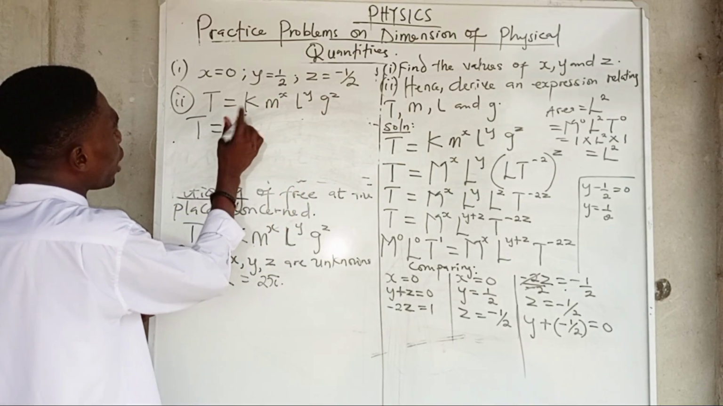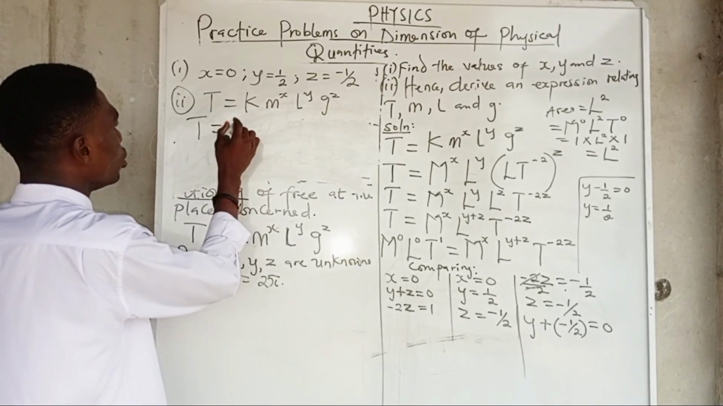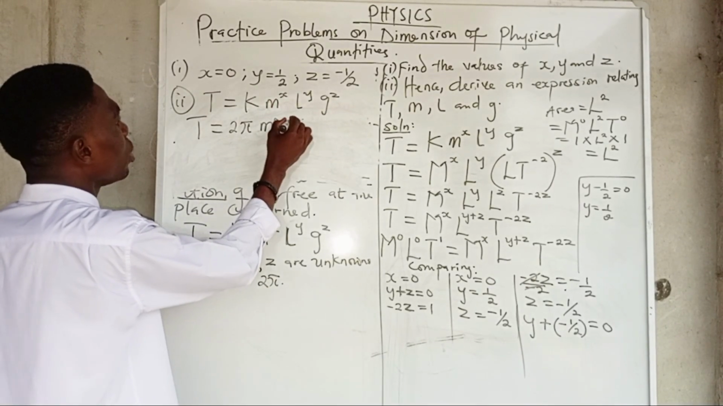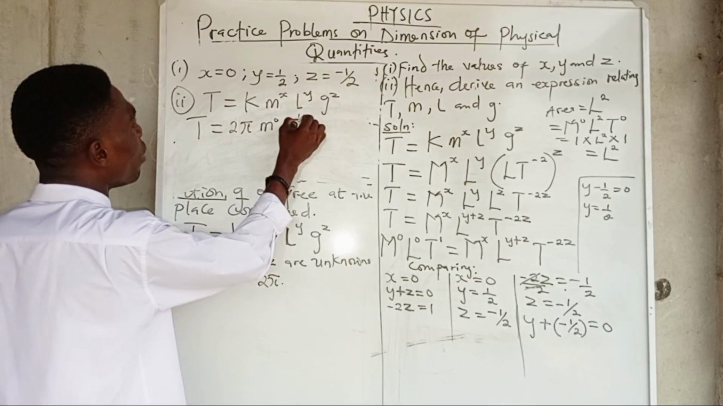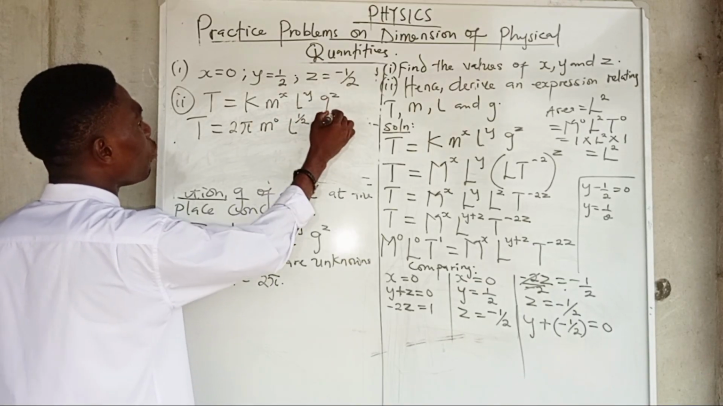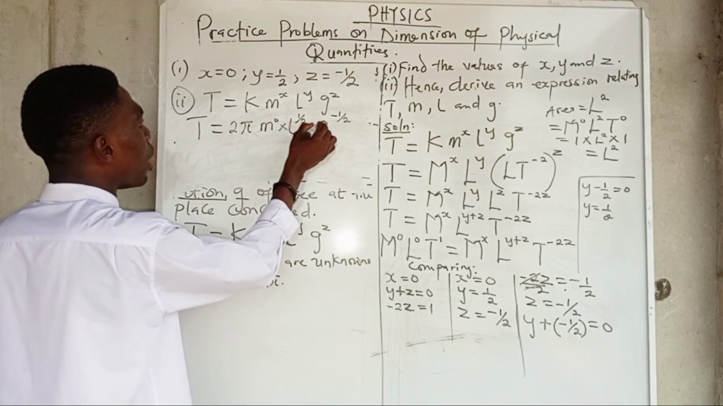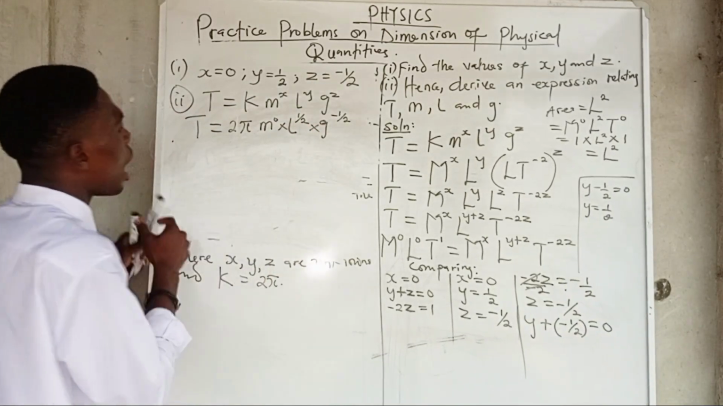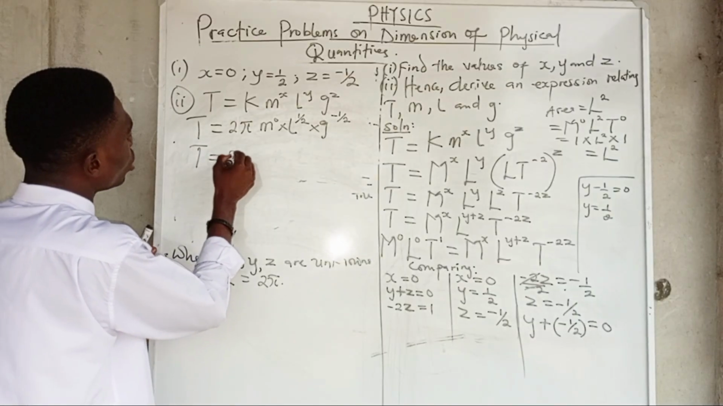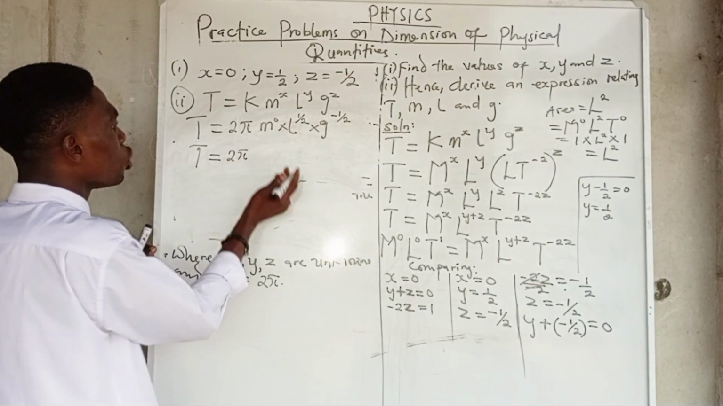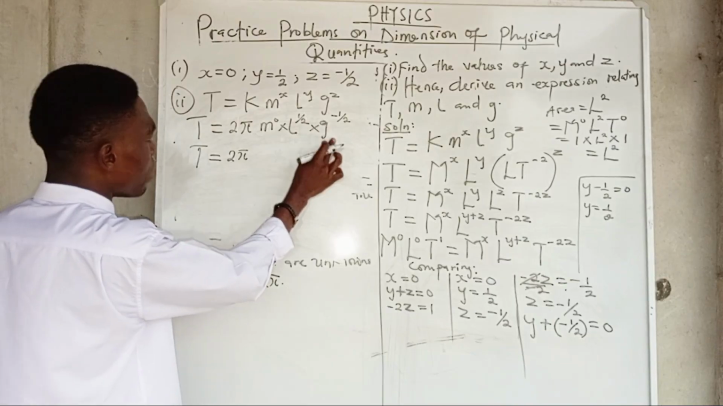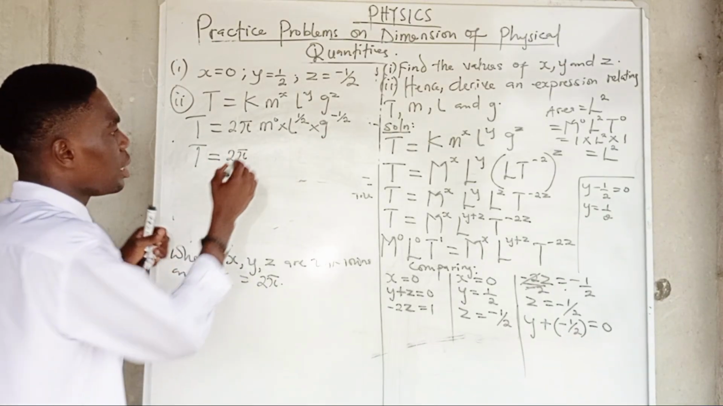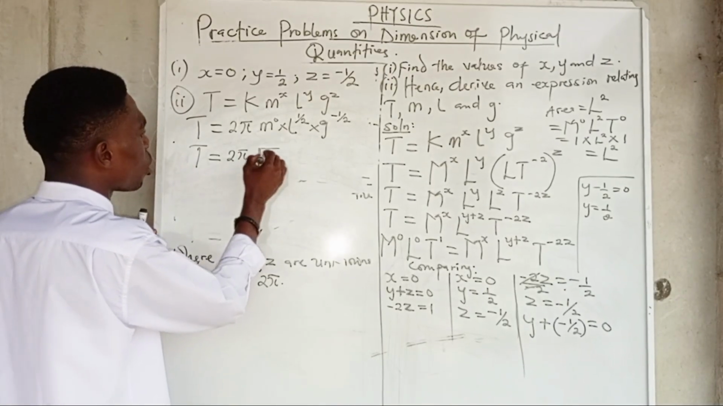So T is equal to k. Remember that k was given to be 2 pi, right? M to the power of 0, then L to the power of 1 over 2, then G to the power of minus 1 over 2. Of course, these are all multiplying themselves. So T is equal to 2 pi, m to the power of 0 is 1, and so 1 times this times this. Now L to the power of half is actually square root of L.